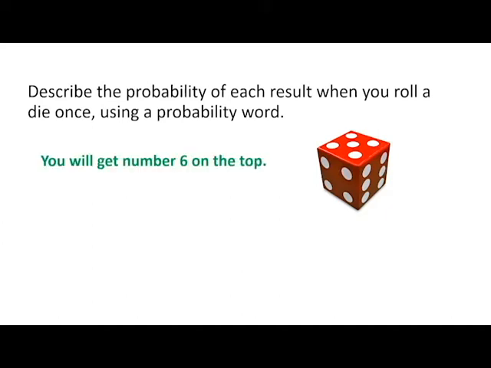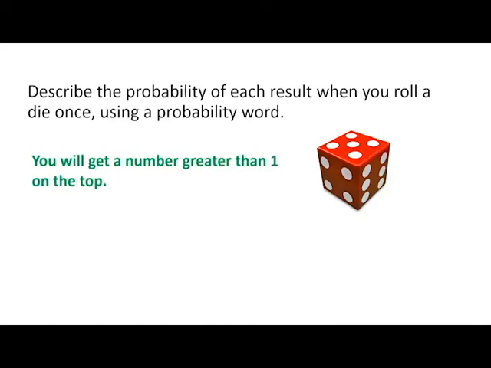What is the probability you will get a number 6 on the top when you roll a die? So there is only one 6 from the 6 sides the dice has. So the probability is less. Therefore, unlikely. Very good.